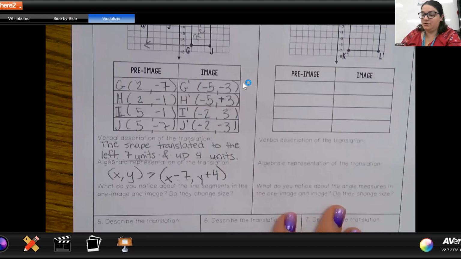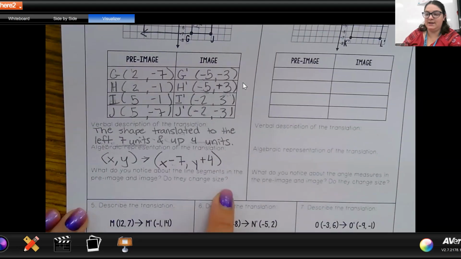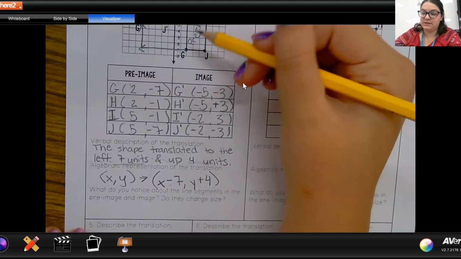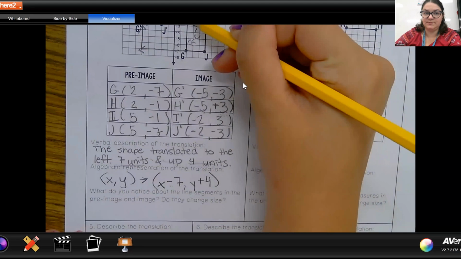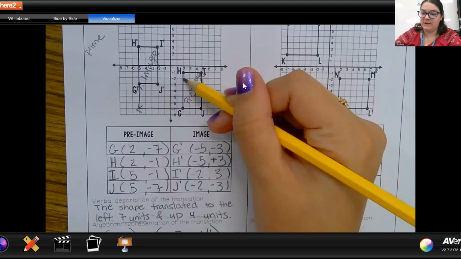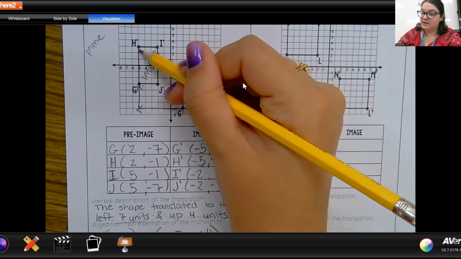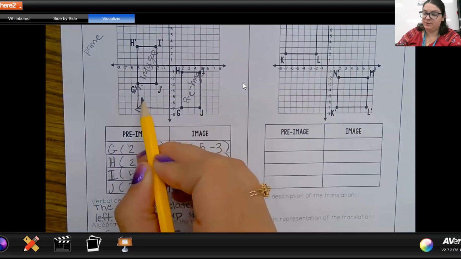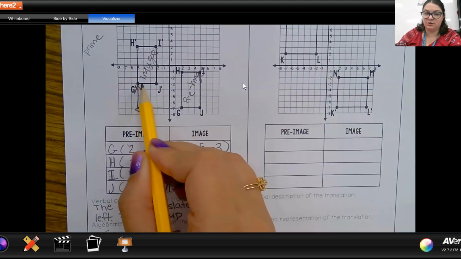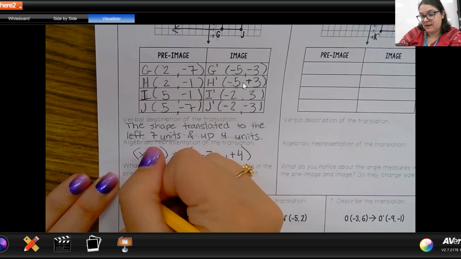So then it says, what do you notice about the line segments in the pre-image and the image? Did they change size? If we look from G to H, it's 1, 2, 3, 4, 5, 6 units. If we look at G prime to H prime, it's 1, 2, 3, 4, 5, 6 units. Same if I go G to J, 1, 2, 3 units. G prime to J prime, 1, 2, 3 units. So the line segments stay the same length.